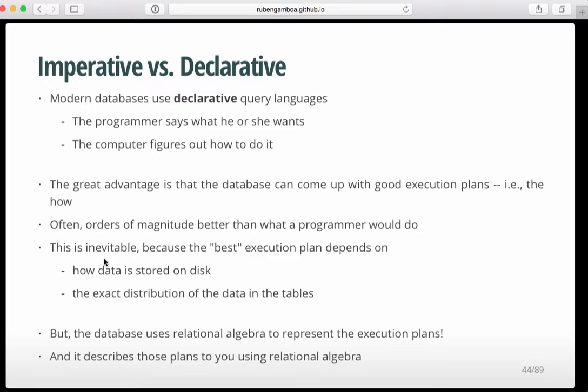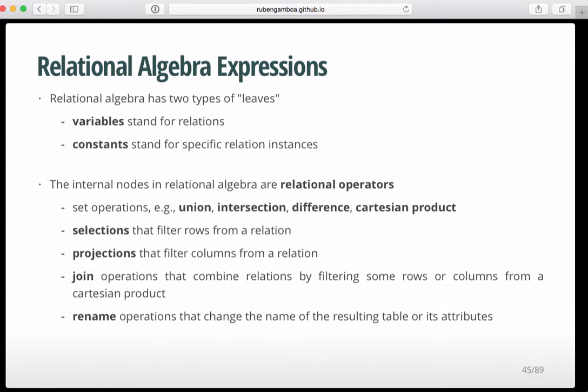Okay, so we're going to leave it to the database system to figure out the best thing. And when it figures it out, it will take whatever you said, which is the what you want, and it will turn it into relational algebra. Okay, so let's talk about relational algebra expressions.